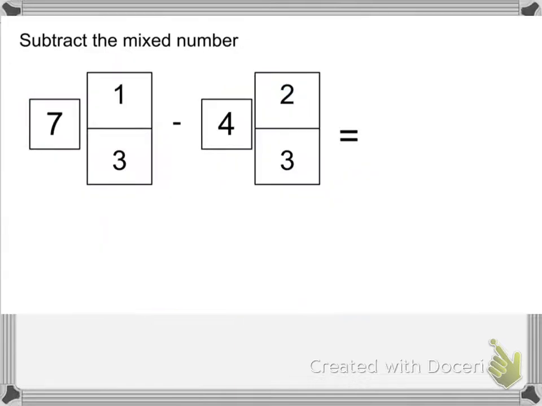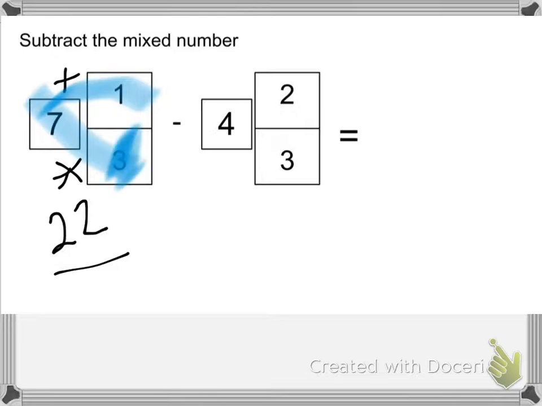Next one here. Again, you have to convert this into improper fractions because the first fraction is smaller than the second one. So pause the video, work it out, and then press play when you're done. Alright, so 7 times 3 plus 1. 7 times 3 is 21. Plus 1 equals 22 over 3.